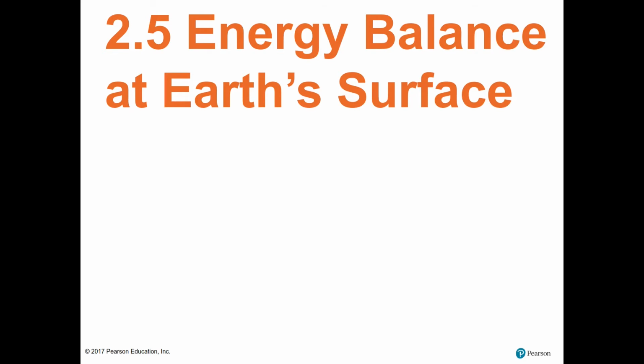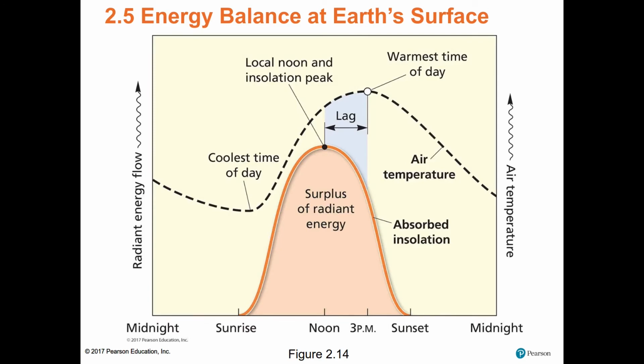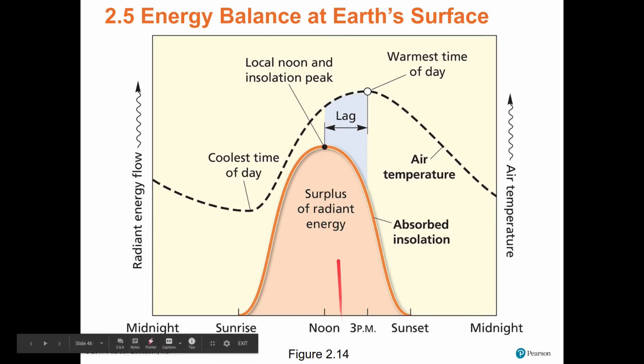Let's look at the energy balance at Earth's surface. So typically, these are a bunch of words. Typically, the warmest time of day is the afternoon. The most energy directly in from the sun happens at noon. But typically about 3, 4 o'clock is when the warmest time of day is.